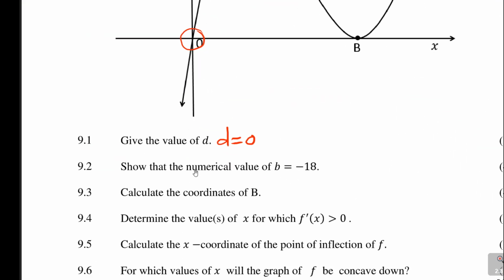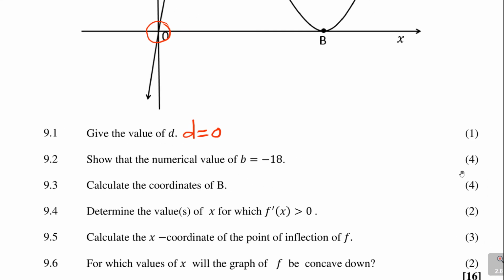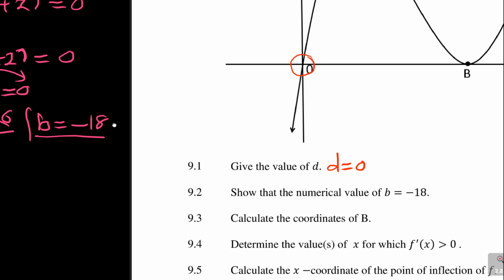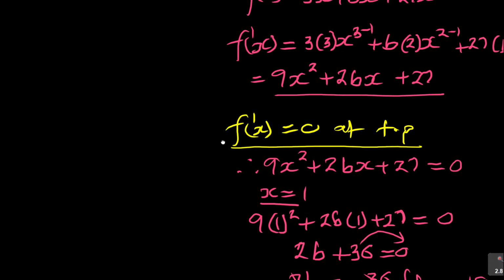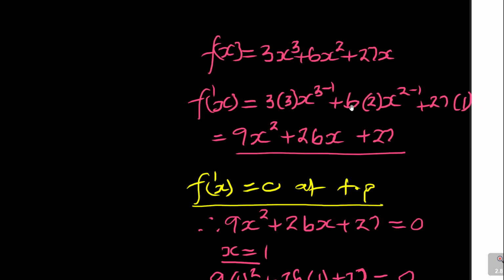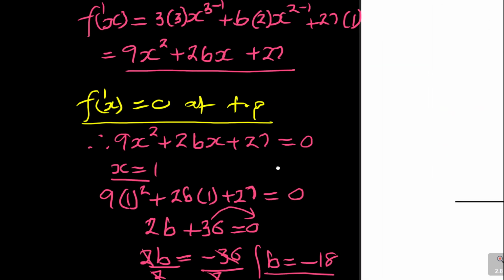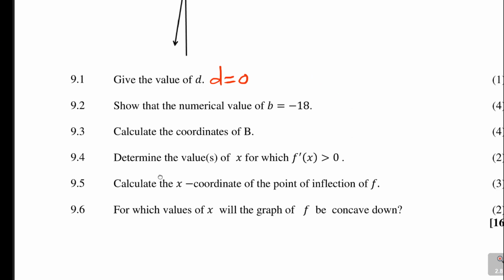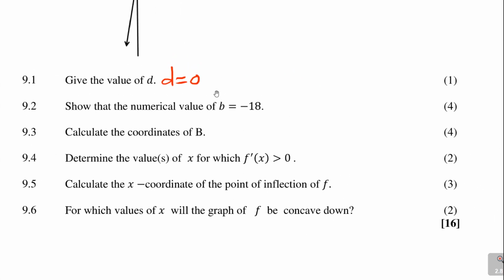Look, show that the numerical value of b is equal to negative 18. They give you formats for that. Are you with me? Another way you could have done it, okay, let's leave it like that. Now let me not complicate things. I think that was the final answer actually.